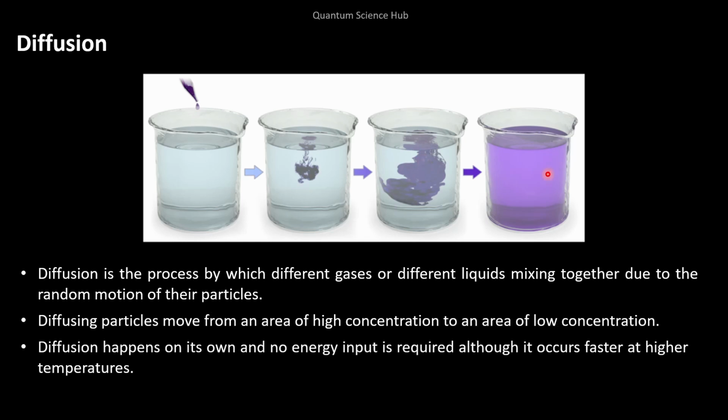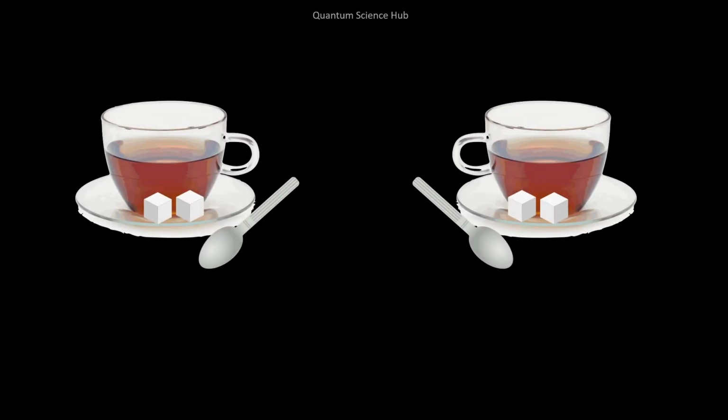Remember that diffusion happens on its own and no energy input is required, although it occurs faster at higher temperatures. It is just the natural movement of particles from a high concentration place to a low concentration place. It happens automatically without using energy, but if the temperature is higher, the particles move faster, so diffusion happens more quickly.